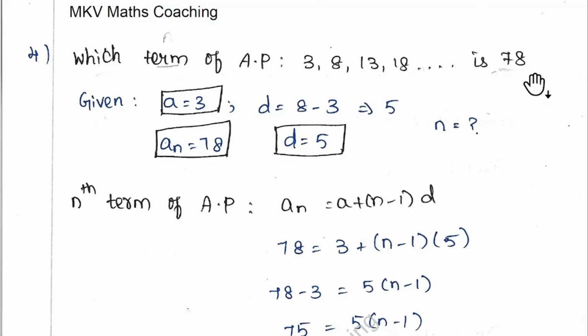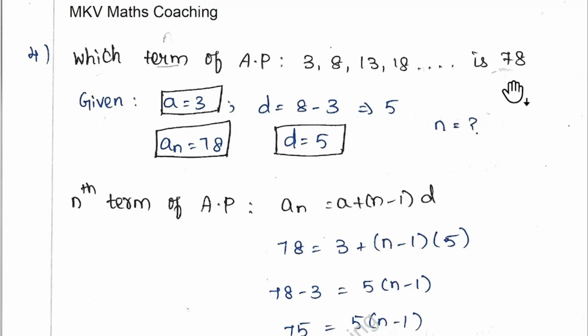So can I take this 78 as the last term, which is the nth term, right? A N is 78, then. And the A value you can get from the series, 3. D is 8 minus 3, 5. And N you have to find. Why? The question is which term of the AP? Which term of the AP is 78 means 78 is which term?